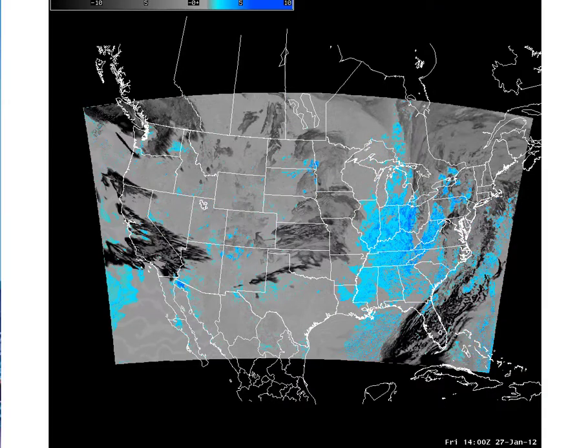Here's the synthetic low cloud and fog product for 27 January 2012. This is from the 0Z 27 January model run. It's easy to discriminate between high-level clouds and low-level clouds because high-level clouds show up as black and dark gray. For example, here in the Central Plains, we see some high clouds, some moving over California, and then over here in Florida. And then the low-level clouds are these blue colors.